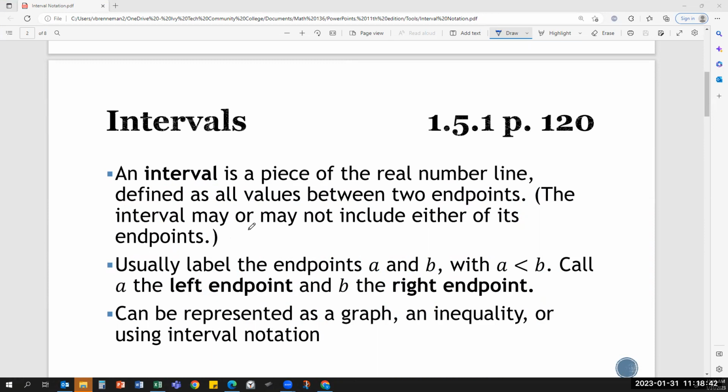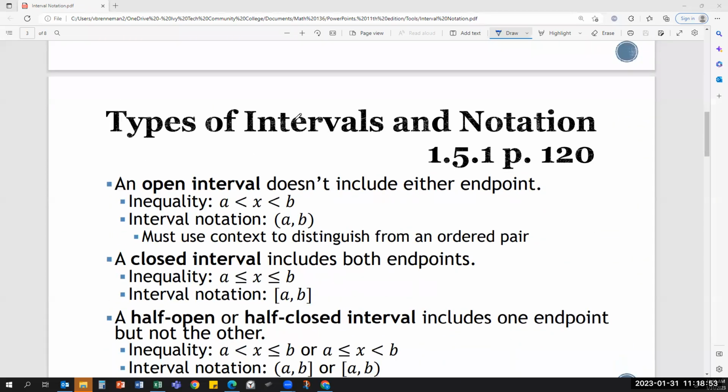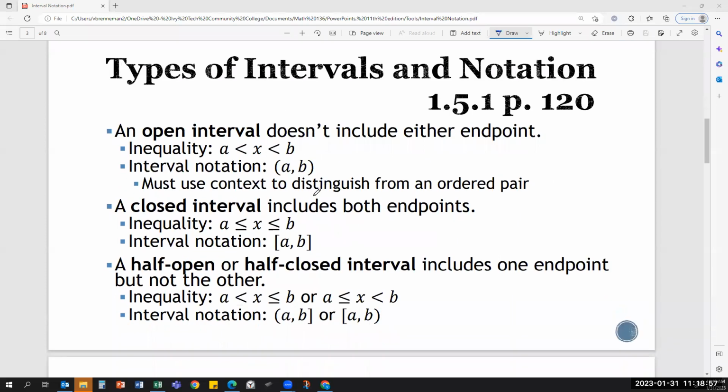An interval can be represented as a graph or an inequality or using interval notation. You'll often be asked to do 2 or 3 of those things. So let's look at some specific types of intervals and then the notation for each. You don't really need to know these names, but you need to know the notations.